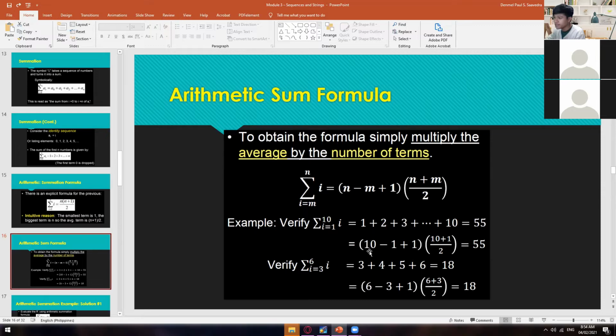All right. And then, since we already have this wherein it is not limited by 1 anymore, it could start with 3 already. So just follow this same format, or this formula. So n here is 6, and then your m here is 3, and then plus 1. So 6 minus 3 plus 1 is 4. And then just do the math in here. So 6 plus 3 is 9, divided by 2 is 4.5. So 4.5 times 4 is equal to 18.